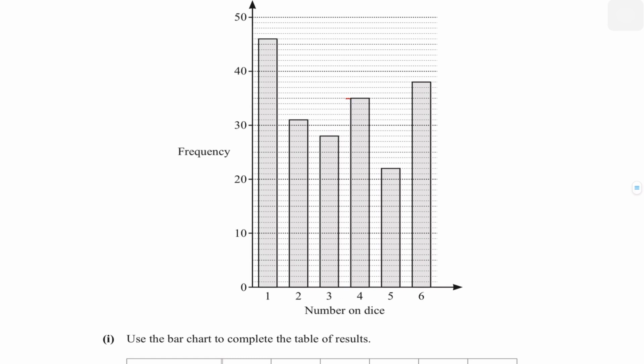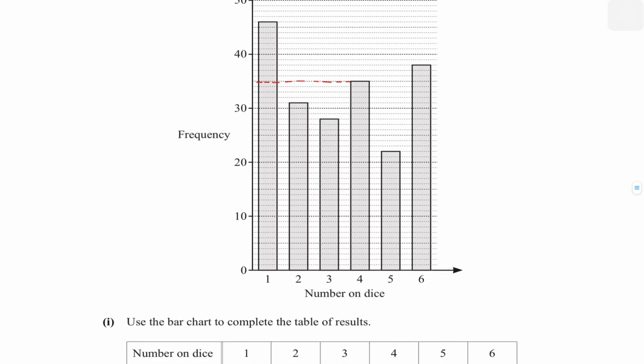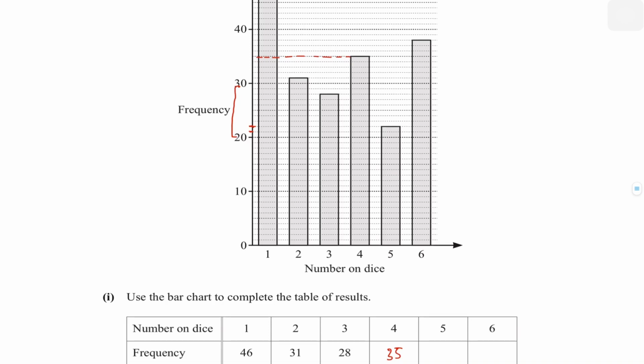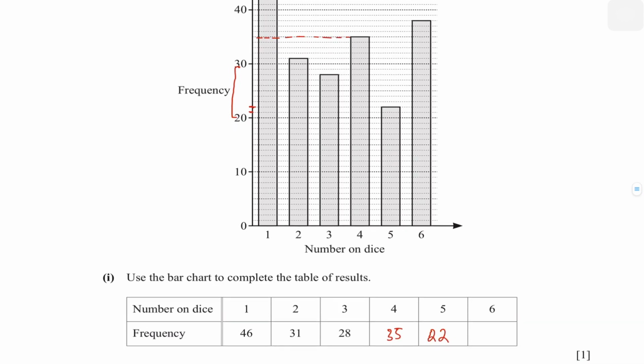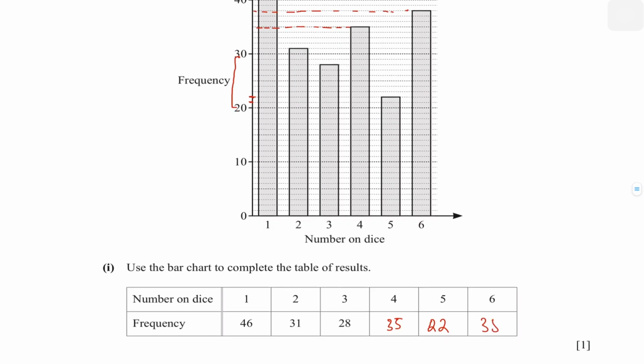So the frequency of 4 is halfway between 30 and 40, so that's got to be 35. The frequency of 5 is not halfway. So let's see, we have 10 units that are split in 10 small boxes. So that means every unit is responsible for 1. So this is going to be 21, 22. So that means the frequency of 5 is going to be 22. And then the frequency of 6 is going to be 2 less than 40. So that means this is going to be 38.